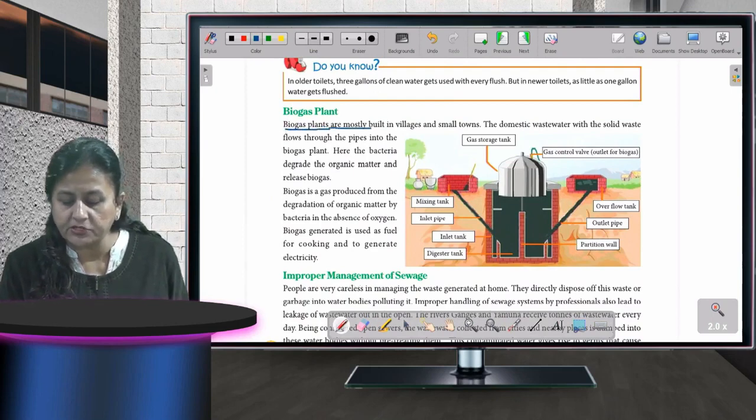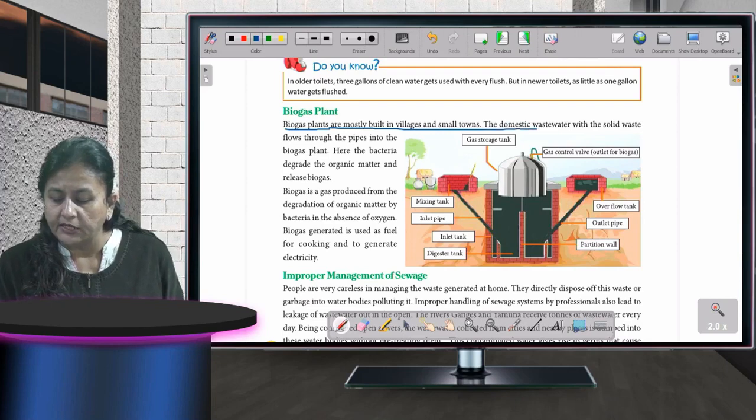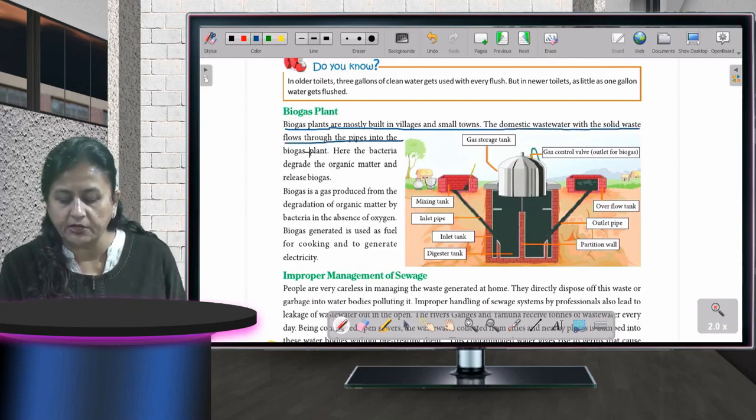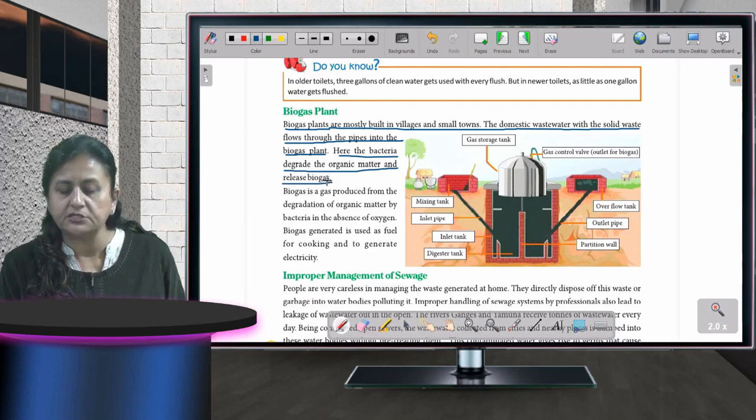Biogas plants are mostly built in villages and small towns. The domestic wastewater with the solid waste flows through the pipes into the biogas plant. Here the bacteria degrade the organic matter and release biogas.